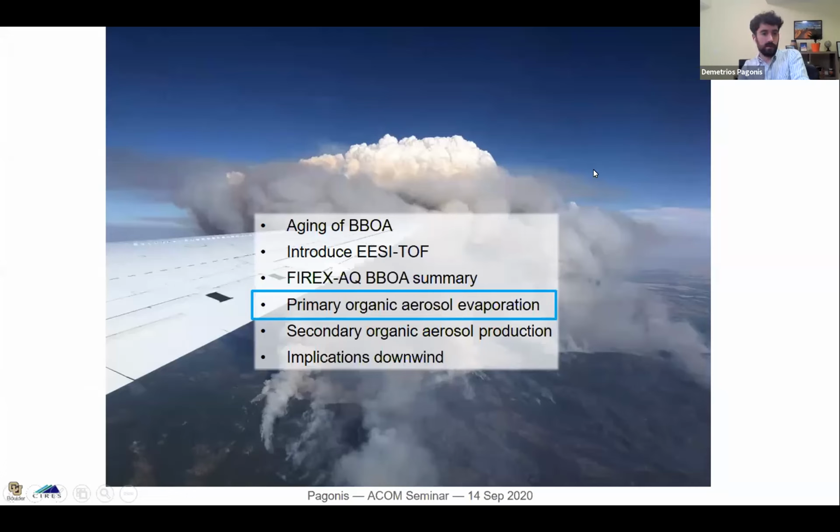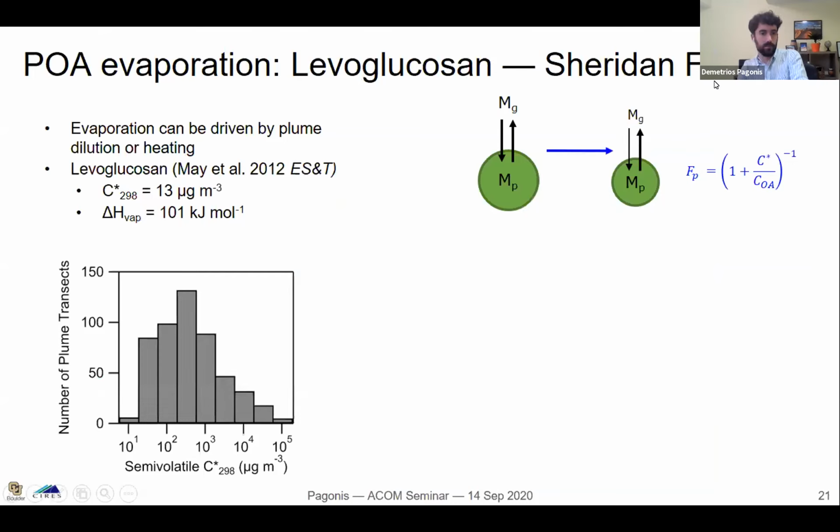So moving on here, going to look into evaporation of primary OA and see what the EESI was able to measure through FIREX-AQ. Here, this is the same histogram I showed earlier of which volatilities are semi-volatile during each plume transect of FIREX-AQ. And I just want to point out that levoglucosan here is all the way here in the left tail. So for pretty much all of the conditions we sampled, levoglucosan was pretty non-volatile.